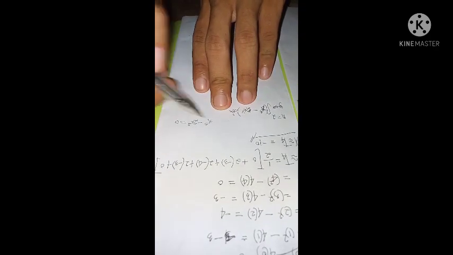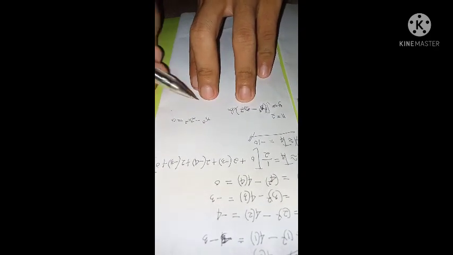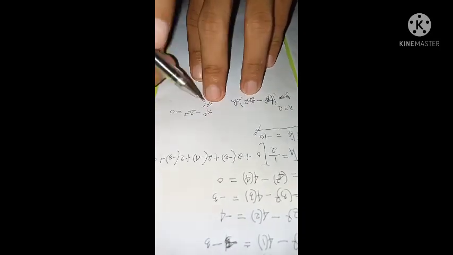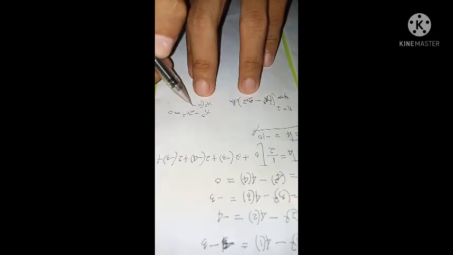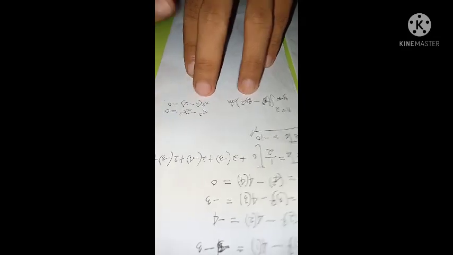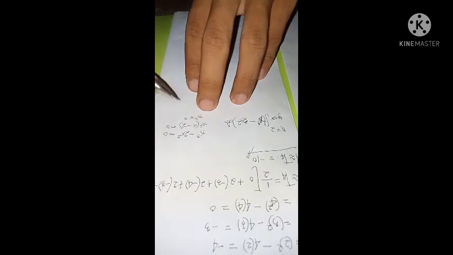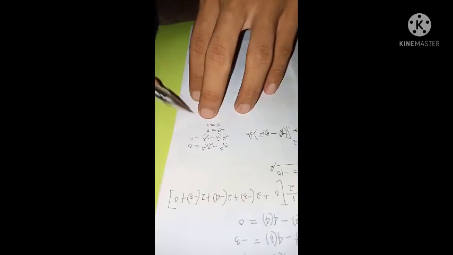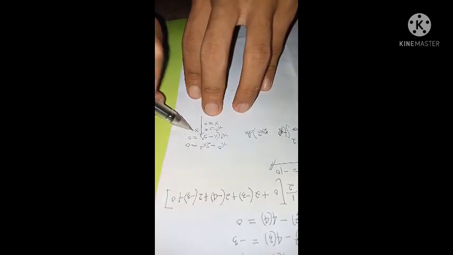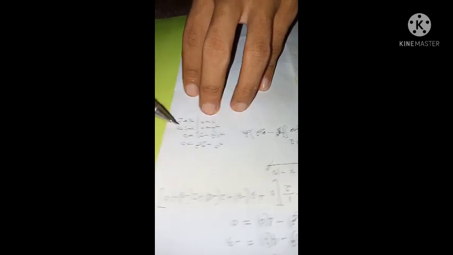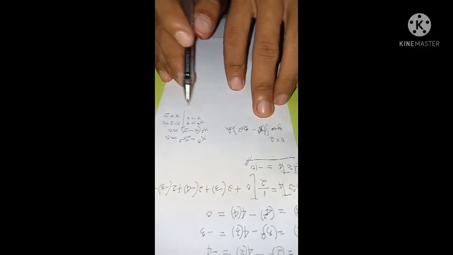Common factor, so x squared times, what remains is x minus 2, is equal to 0. So x squared is equal to 0, so x is equal to 0, and then x minus 2 is equal to 0, therefore x is equal to 2. So the limit here is from 0 to 2.